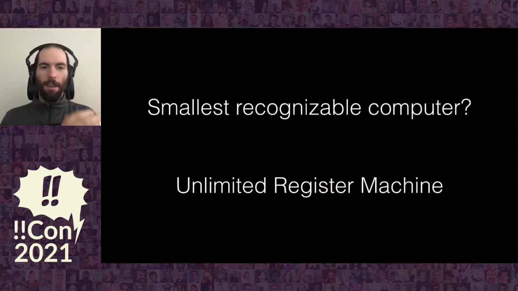Okay. Now, most computers today are built with something like billions of transistors. Even there are some that are bordering on trillions. But the smallest recognizable computer that uses as few transistors as possible, as few of these logic gates as possible, is probably the Unlimited Register Machine.